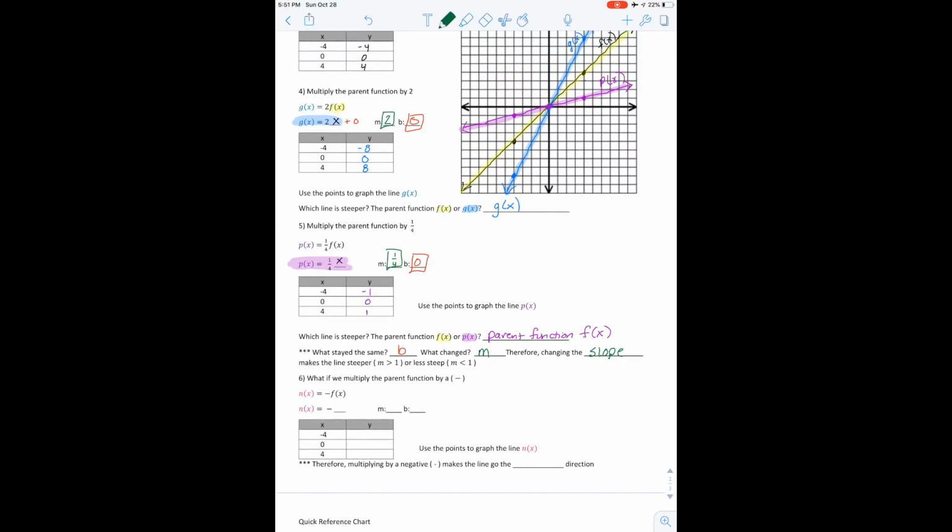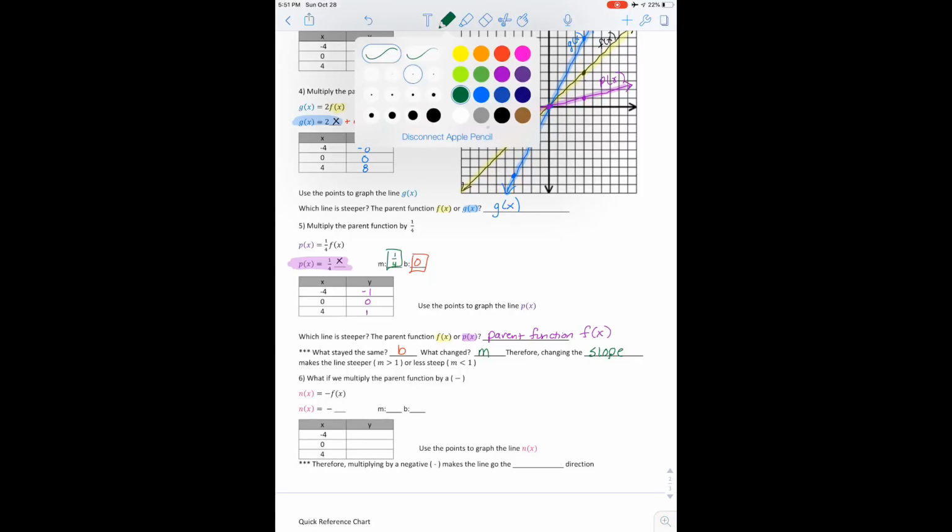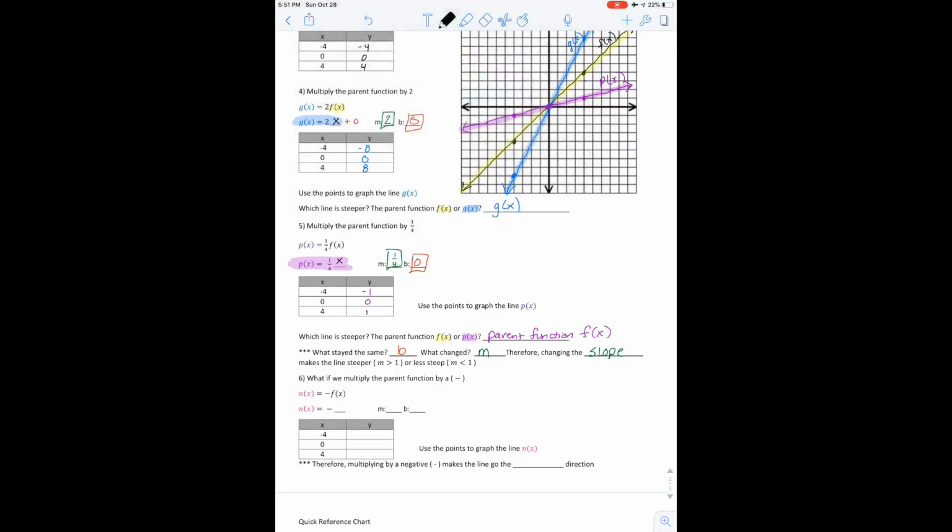But now let's look at number 6 here. It says, what if we multiply the parent function by a negative? That symbol right there is a negative symbol. So we have n of x equals negative times f of x. So f of x, our parent function, I'm going to replace the f of x with an x. So into y equals, we're typing in just negative x.